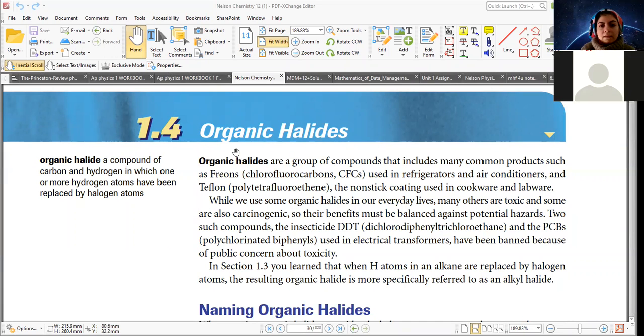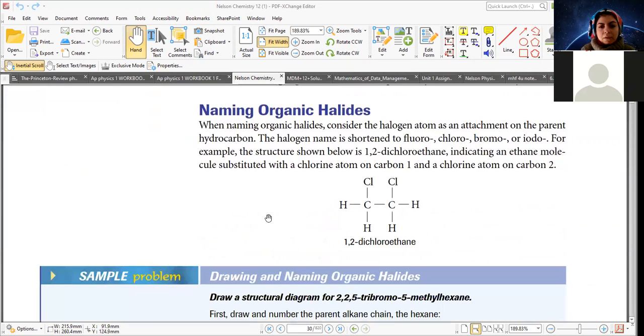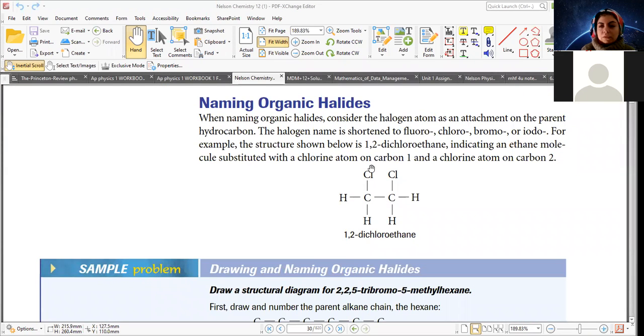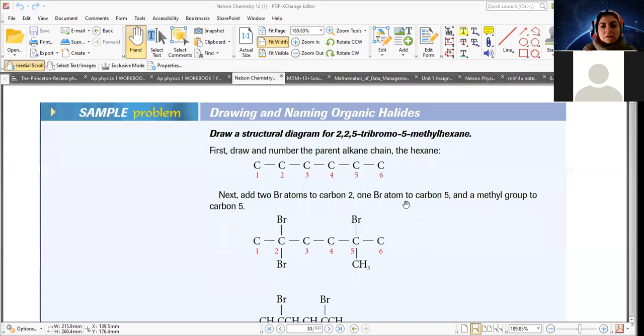Okay, organic halides 1.4. The halogen group, you know, is Cl, F, those in the second last group, right? So let's say you have a hydrocarbon with Cl attached on a carbon. How do you name it? On the first carbon and second carbon, you have chloro. It's going to be di, 1,2-dichloro, and the main chain is ethane because this is an alkane. You already know the naming here.